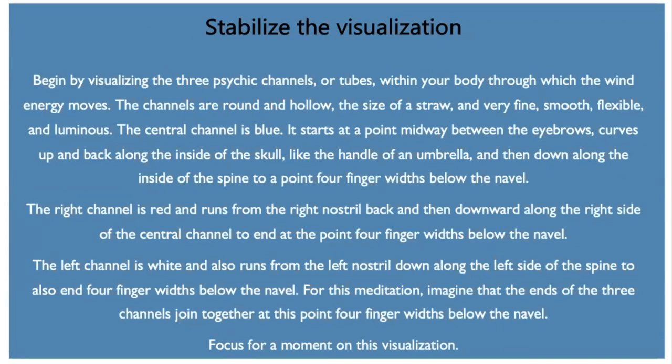And with that motivation, begin visualizing the 3 psychic channels or tubes within your body through which the wind energy moves. The channels are round and hollow, the size of a straw, and very fine, smooth, flexible, and luminous. The central channel is blue. It starts at the midway point between the eyebrows, curves up and back along the side of the skull, like the handle of an umbrella, and then down along the inside of the spine to a point 4 finger widths below the navel.